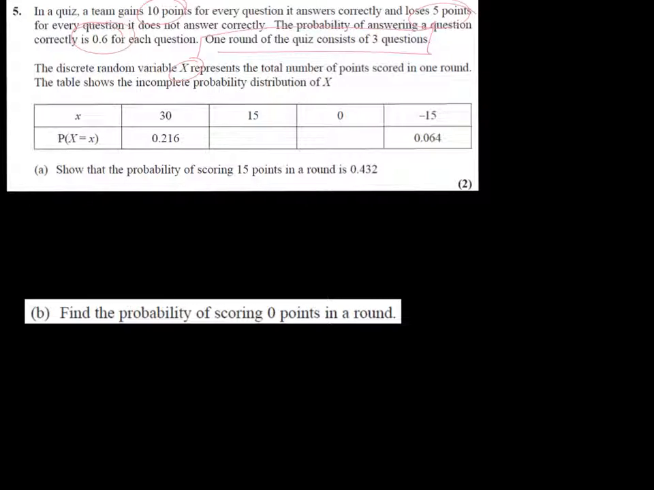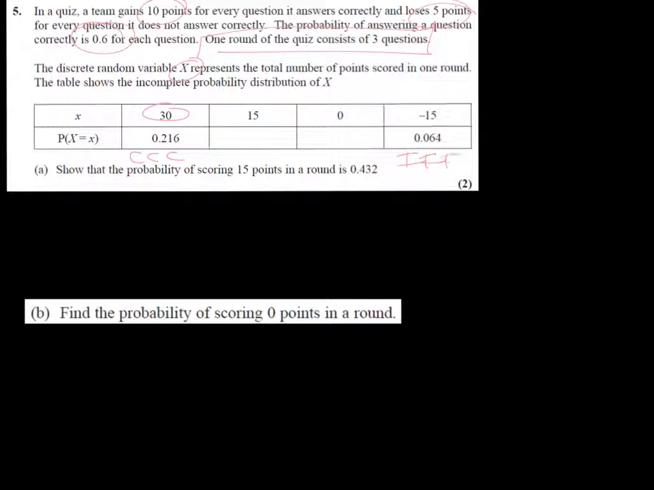So let's have a look at this. So 30, if each point is 10, that must be correct. So the only way you can get that is by getting 3 correct answers. This one here, negative 15, the only way you can get that is 3 incorrect.